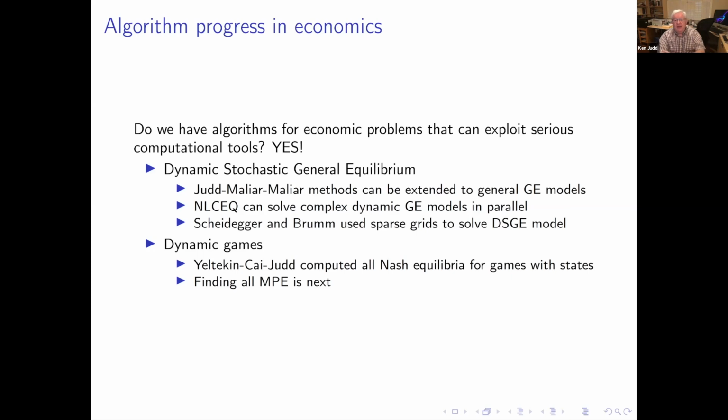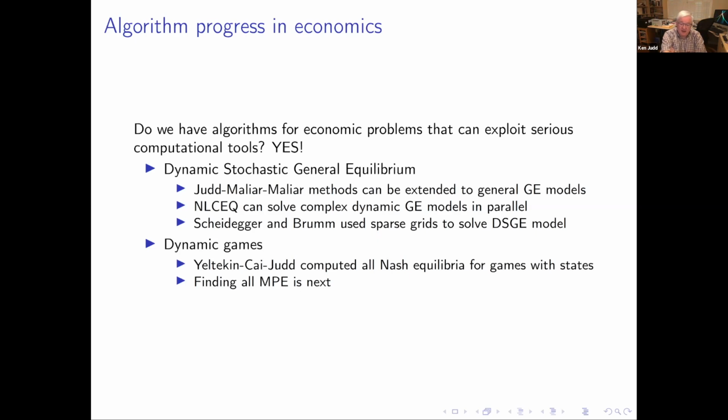Now, you might ask, what are some of the things in economics where we have computational problems and we have algorithms to solve them that can really exploit serious computational tools? I've mentioned some of them, but I'll talk about some others. I've talked about the Judd-Maliar approaches to solving dynamic stochastic general equilibrium models. Those models tend to be with multiple agents, but just one good.